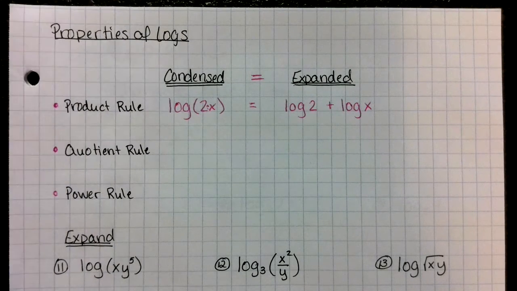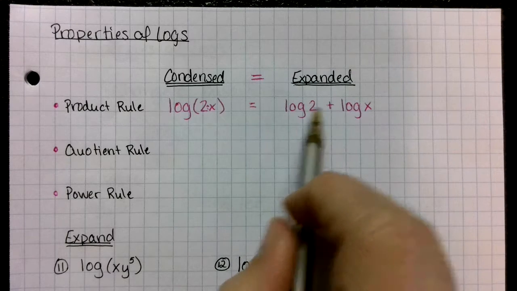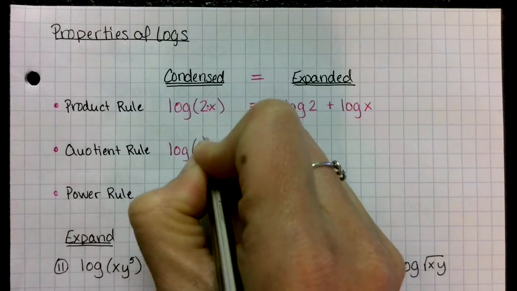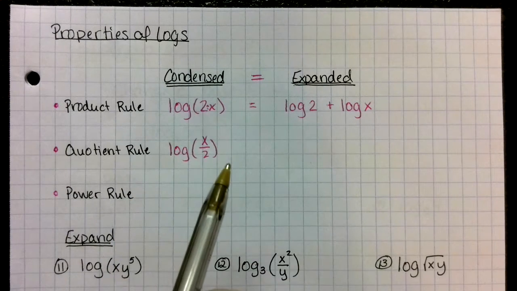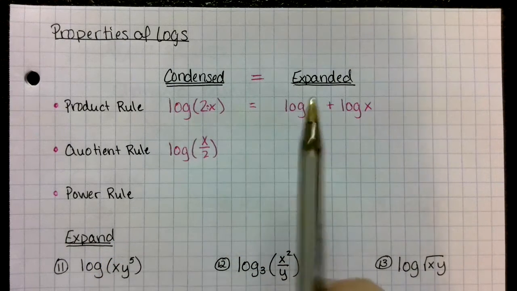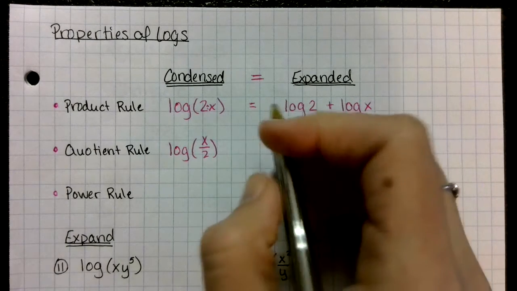Now again, this goes hand in hand with our exponent properties because hopefully you remember when you're multiplying things with the same base, what do you do with the exponents? You add them. So multiplication and addition go hand in hand. Next, we have our quotient rule, which is log of x divided by 2. So that's the condensed form. And one of the differences, too, between condensed and expanded: condensed, we are trying to write the expression using only one log. Expanded, you expand it out and you write it using more than one log.